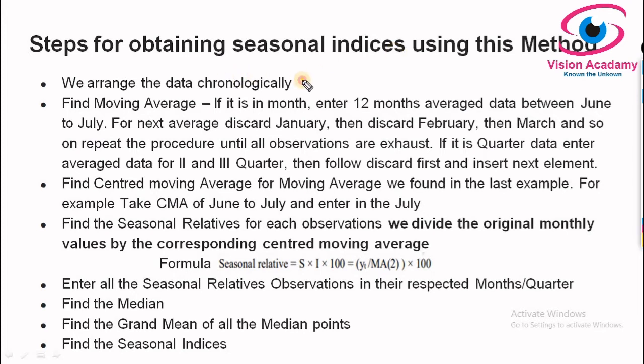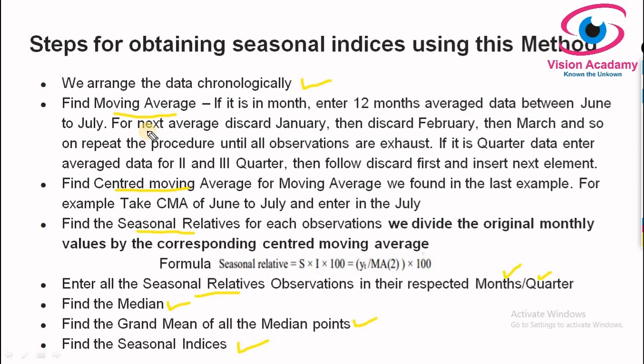First of all, we need to arrange the data in chronological order. After that, we need to find the moving average first. Next, we need to find the centered moving average. Next, we need to find seasonal relatives, and enter all the seasonal relatives in their respective months or quarters. Then we need to find the median of those seasonal relatives, find the grand mean, and finally find the seasonal indices. These are the simple steps, briefed by me. You should go through those steps, and they are very simple.